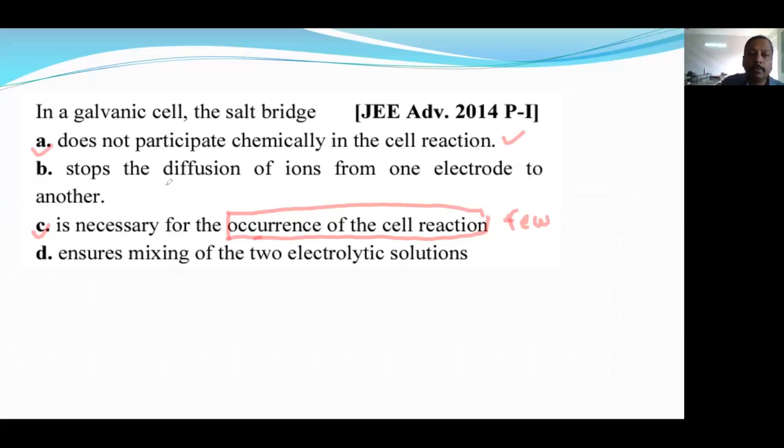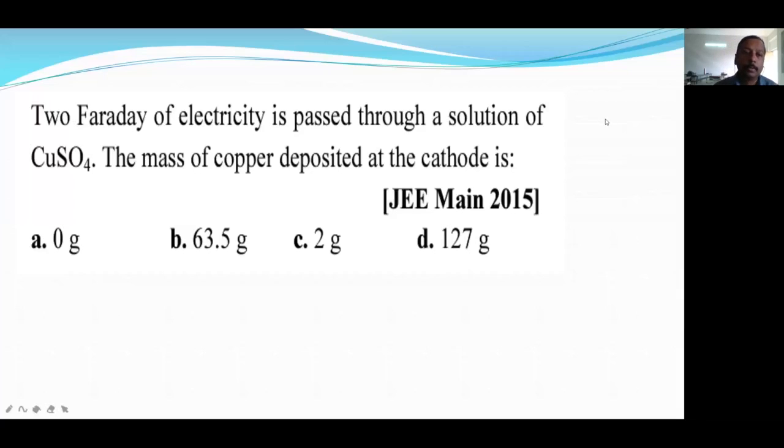So diffusion is not stopped and does not ensure the mixing, so this will occur in fuse peaking. This was a contradiction in 2014. It was a single correct option, so this was the explanation given at that time. So single correct option A, and both correct answers will be A and C. Okay, next question is updated here.